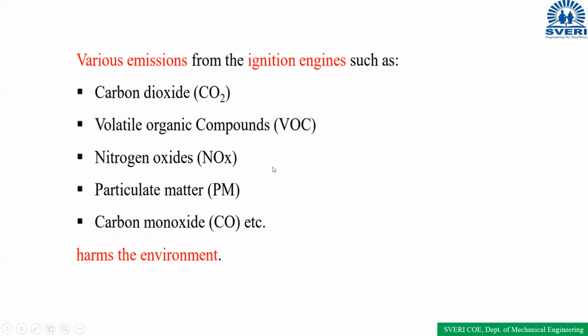These are the various emissions from IC engines, such as CO2, volatile organic compounds, nitrogen oxides, particulate matter, carbon monoxide, and so on. All these are harmful for the environment. They create pollution. So in order to decrease all these, we are moving toward electric vehicles.